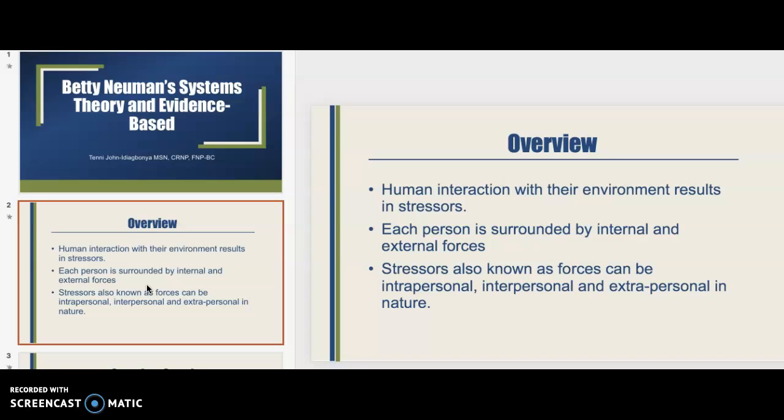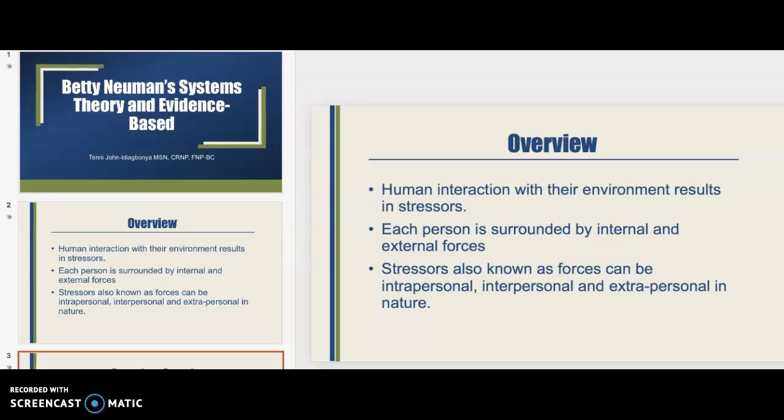Betty Neuman's theory is a nursing theory that views human interaction with their environment as a cause of stressors, that each person is surrounded by internal and external forces. Stressors, according to Betty Neuman's theory, are also known as forces, and can be either intrapersonal, within the person, interpersonal, between persons, and extrapersonal, between the person and their environment.